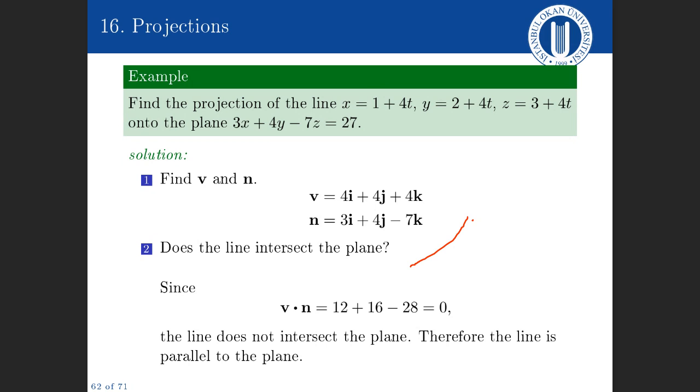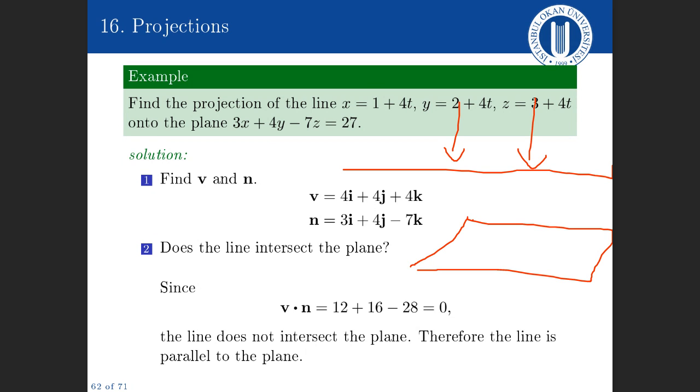So the picture looks like this. Here's our plane, and here's our line. We're going to squash or project the line down onto the plane, and then we're going to find parametric equations for the new line that's in the plane.